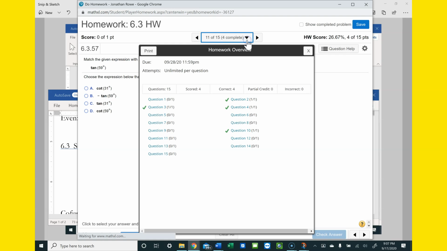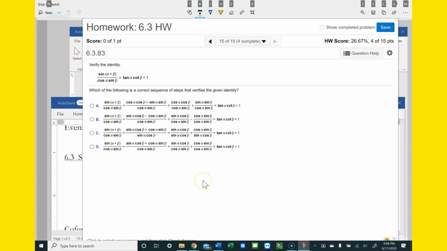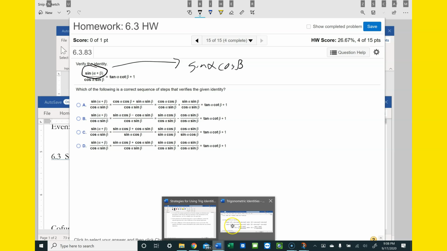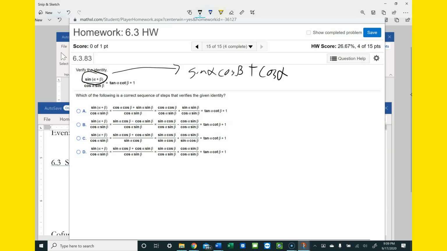Let's skip to number 15. This looks like a pretty tough one, but let's see what we can do with it. I know that this can be replaced with the sum and difference identity. That this is the same thing as sine alpha cosine beta plus cosine alpha sine beta. So let me rewrite it like that.